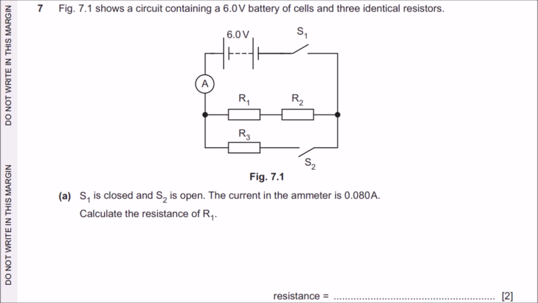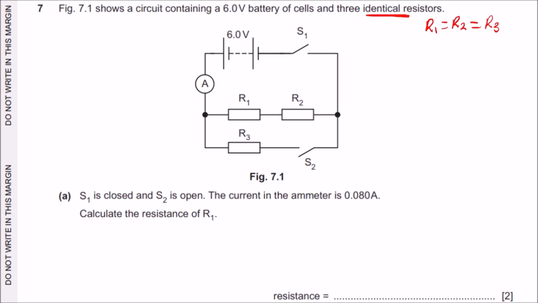Question number 7 reads, Fig 7.1 shows a circuit containing 6.0 volt battery of cells and 3 identical resistors. It's very important to note that the resistors are identical, meaning they have the same resistance. Resistance R1 is equal to resistance R2, which is equal to resistance R3. Now item A says switch 1 is closed and switch 2 is open. The current in the ammeter is 0.080 amps. Calculate the resistance of R1.